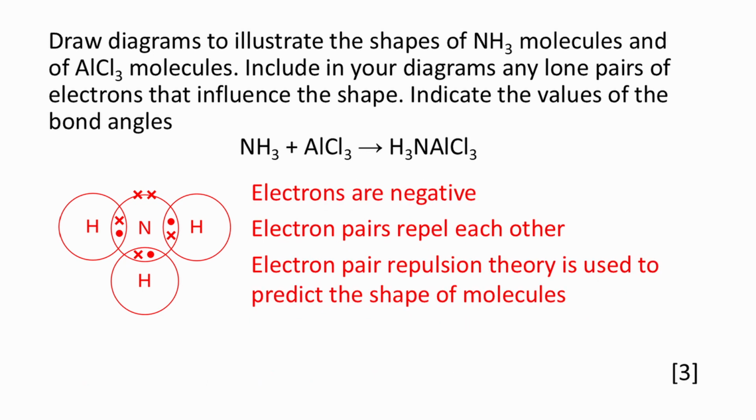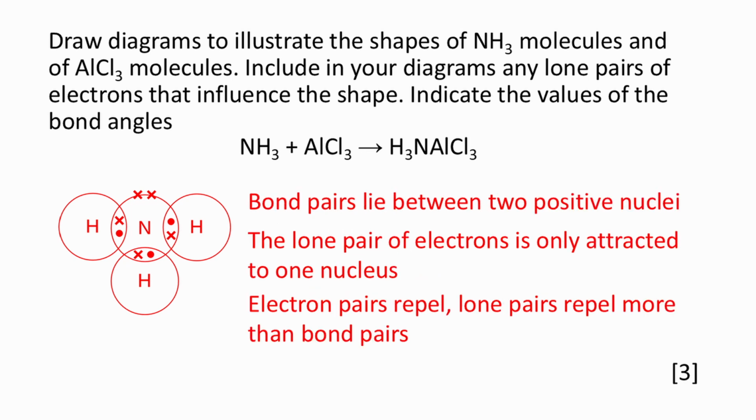Electrons have a negative charge. Pairs of electrons repel each other. Electron pair repulsion theory is used to predict the shape of molecules. Bond pairs of electrons lie between 2 positive nuclei. The lone pair of electrons is only attracted to 1 nucleus. Electron pairs repel, but lone pairs repel more than bond pairs.